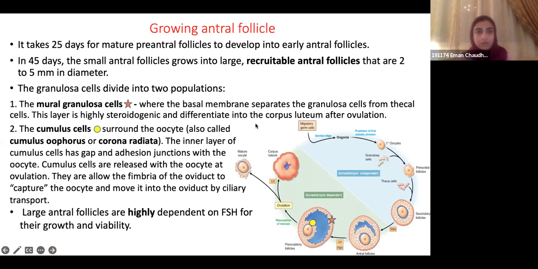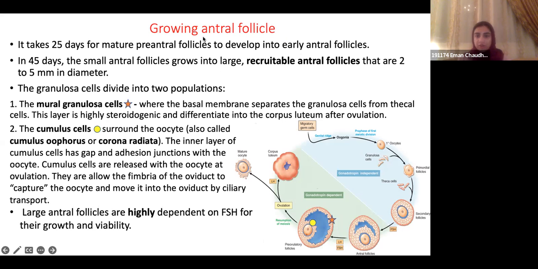Now, in your growing antral follicle, this takes around 25 days for mature preantral follicles to develop into an antral follicle. So what that means is one of these is not happening every single cycle. They're arresting in different stages in folliculogenesis. So you're going to have some that are primordial or primary follicles, some secondary follicles, etc. And then some of these take 25 days.